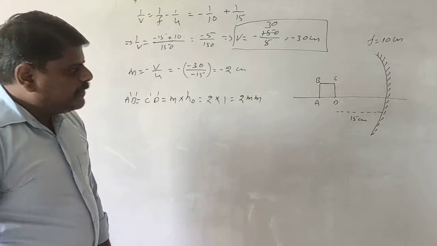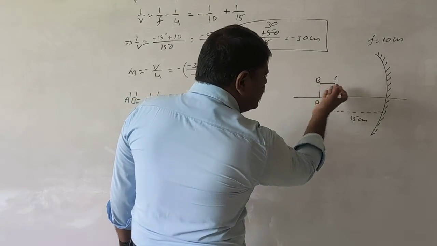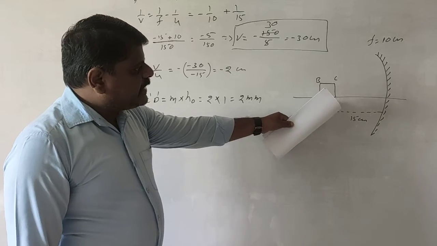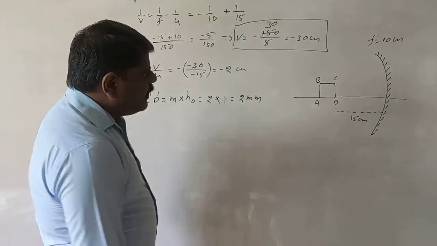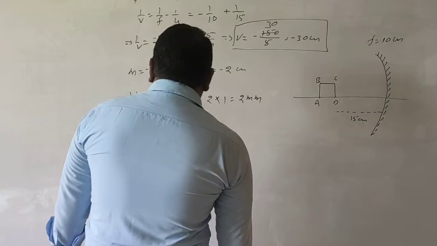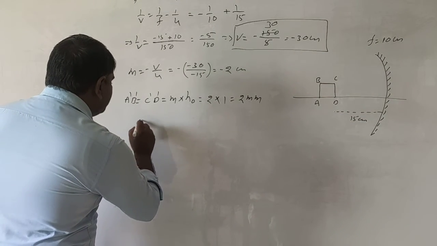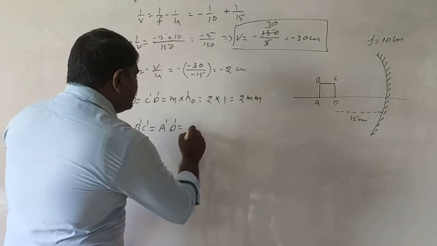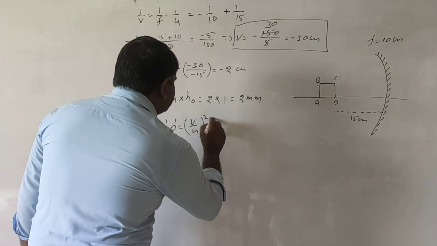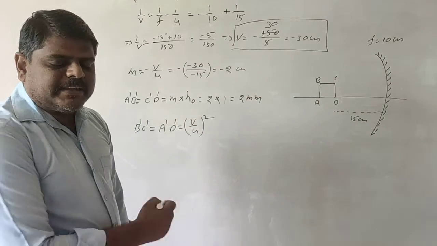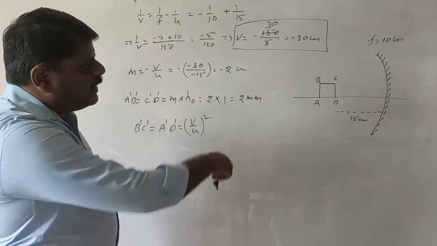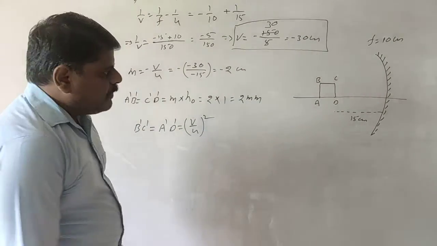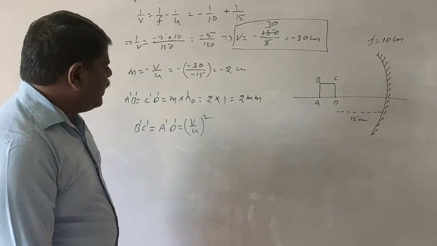Okay, one part we have completed. Next part, we have to find the lateral magnification. Lateral magnification means we are going to find the magnification along the principal axis. Along the principal axis, you can write B dash C dash is equal to A dash D dash is equal to, the formula is V by U whole square. This is the formula you need to remember. Perpendicular to the principal axis, you can take V by U. Parallel to the principal axis, you can take V by U whole square.